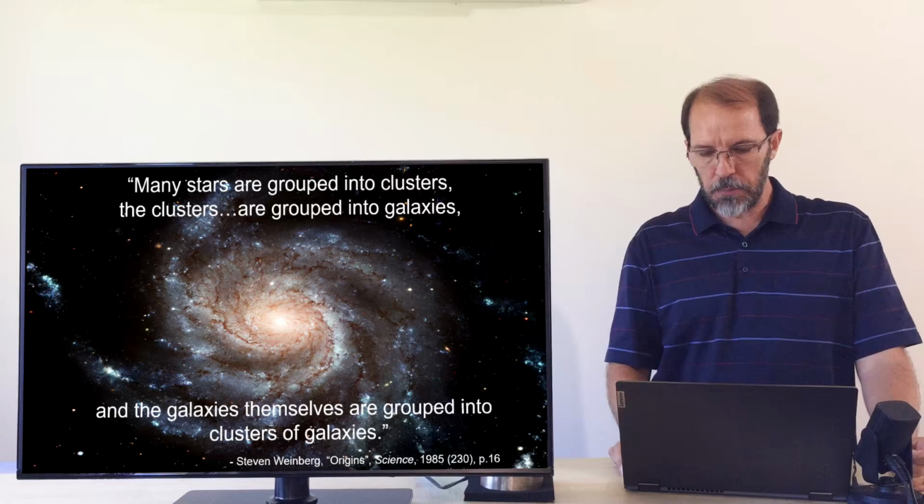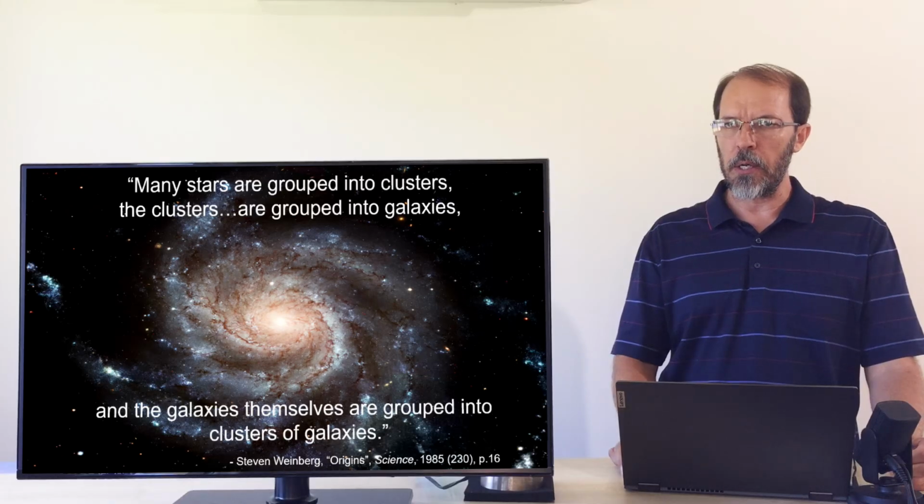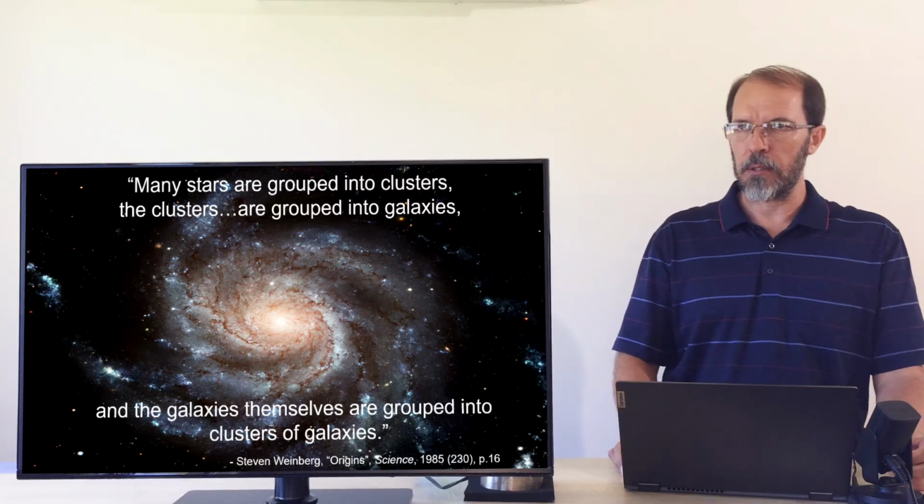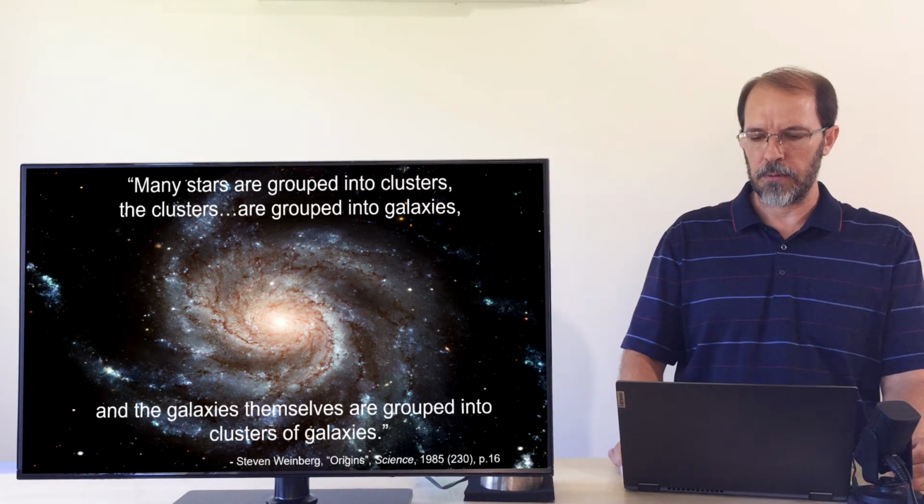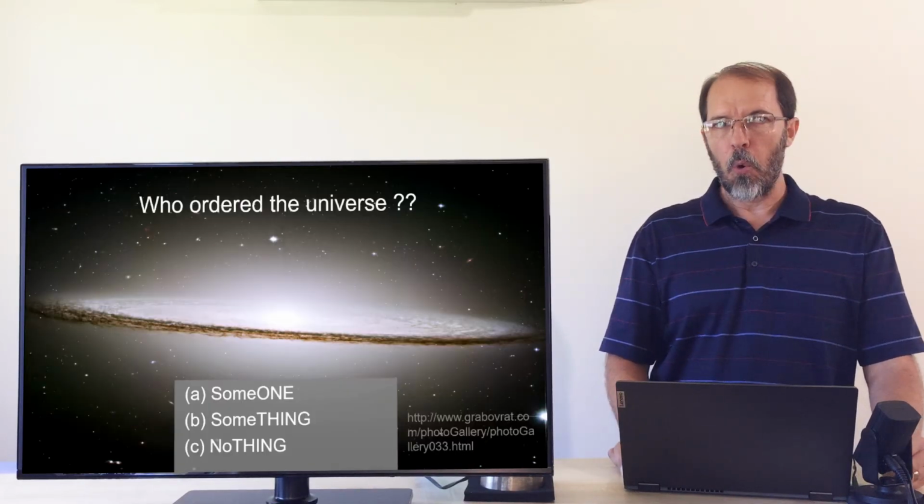And let's read this acknowledgement by a scientist. Many stars are grouped or ordered into clusters, and we are puzzled by this. Many clusters are then grouped or ordered into galaxies, and we are puzzled by this. And the galaxies themselves are then grouped into clusters or ordered into clusters of galaxies. Why on earth, or what in the heavens, is this order doing over there? Who ordered the universe? Was it someone?